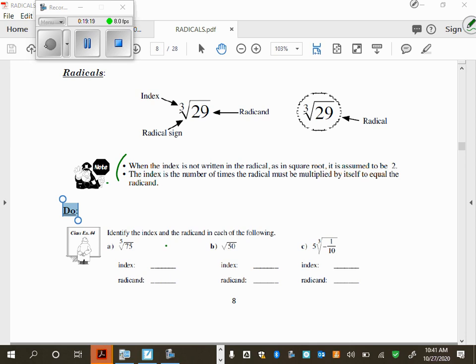Index. What's the index in A? 5 is the smallest number. That's called the index. It's the root. There is no little number here. What is it, 1? It's 2. But when we don't see it, it's always 2. It's not 1, it's 2. Why? Because this one we're asking ourselves what number times itself 5 times. That's the index. This one we're asking ourselves what number times itself 2 times equals 50. So that's why there's an imaginary 2 there. Okay, and this one, the index is the small number. Radicand, talk to me.